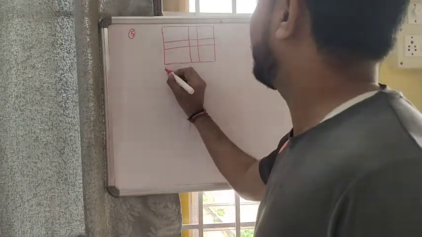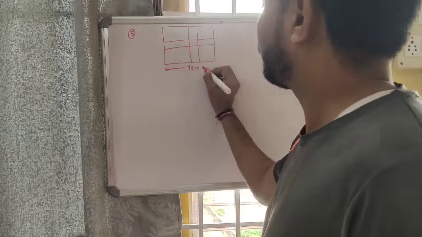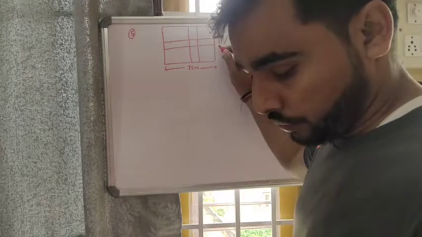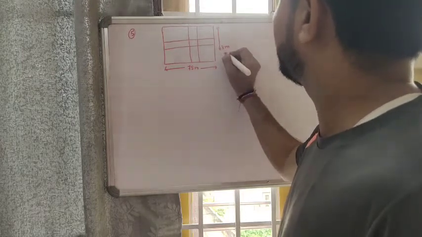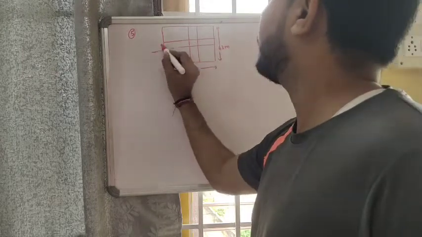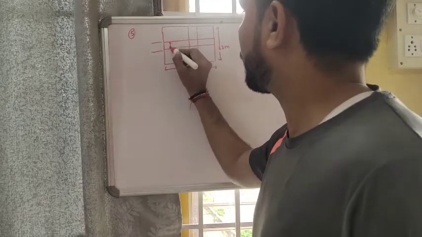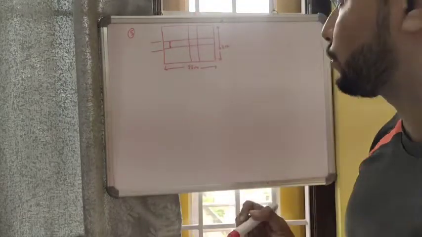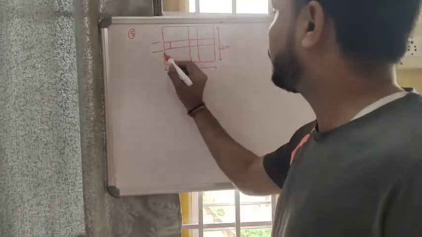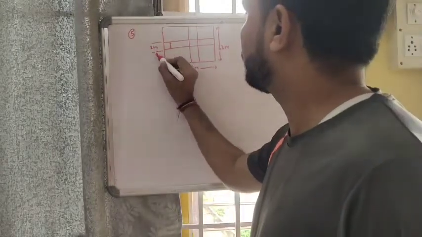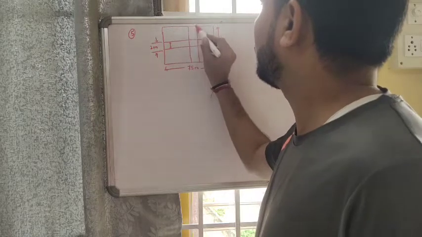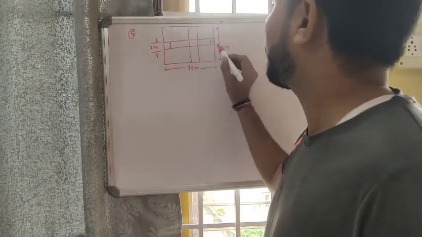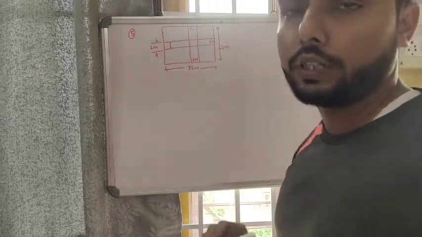The length of the field is 75 meters, the breadth of the field is 62 meters, and the breadth of the crossroads is 2 meters each. So from here to here it is 2 meters, then again here also 2 meters, here also 2 meters, here also 2 meters. Got it, I guess.